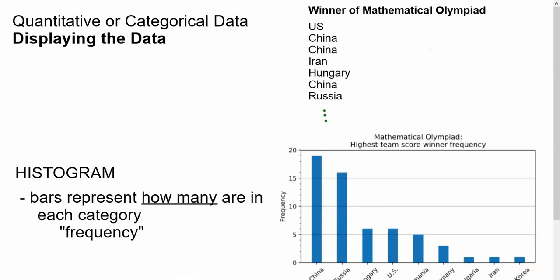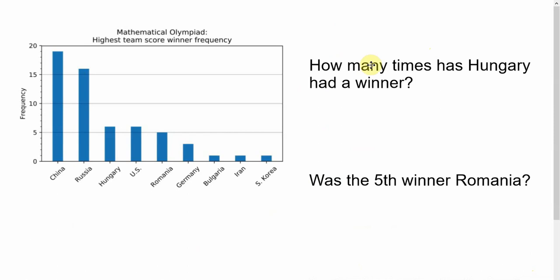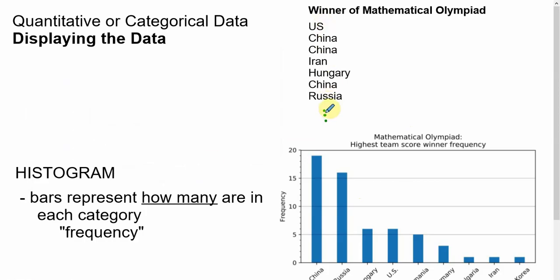So we can answer questions. How many times has Hungary had a winner? So you just go to Hungary and it looks like 6, right? So Hungary won 6 times. In our list, which was incomplete, you imagine if you had the complete list, Hungary would have shown up 6 times.